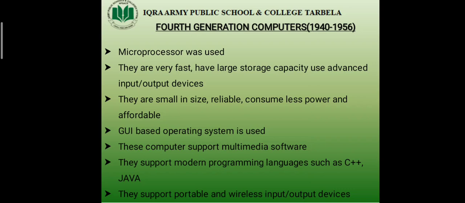And they support modern programming languages such as Visual Basic, C++, Java, Python for developing powerful software. Fourth generation computers support a large variety of portable and wireless input output devices. And the examples of microprocessors developed in the fourth generation of computers are Intel Pentium series, dual core, core i3, i5, i7, and AMD Athlon. These are the examples of microprocessors that were developed in the fourth generation of computers.